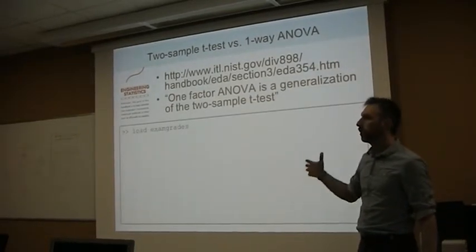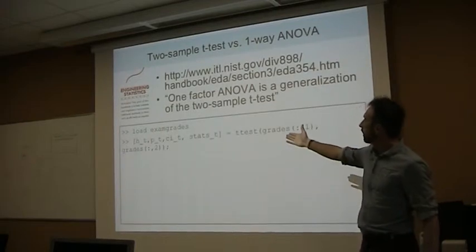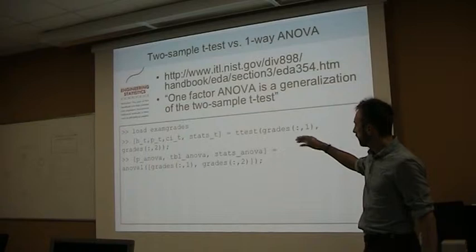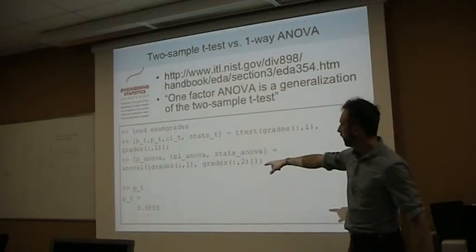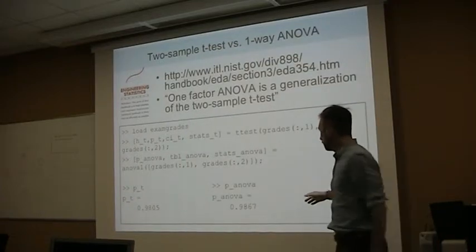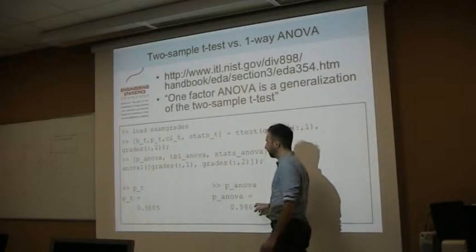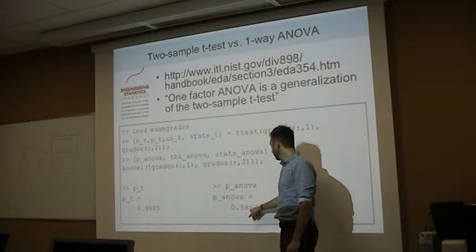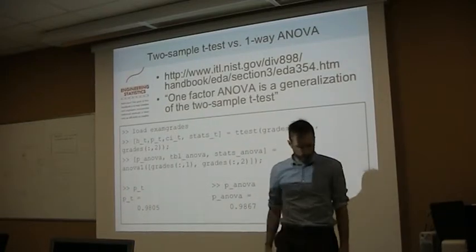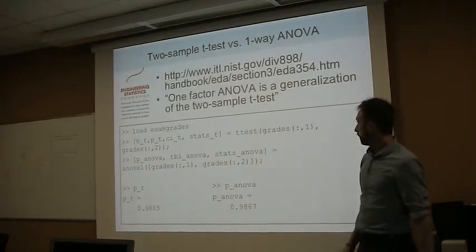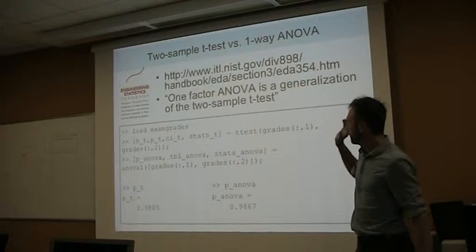And then I also said, why don't you try it out? So here, I loaded exam grades, which you should have. If you don't have it, I sent you the data. I did a t-test and an ANOVA, and I got the p-value of the t-test, 0.9805, and the p-value of the ANOVA, 0.9867. So not exactly the same. Maybe it's some rounding, but it only changes after the second number after the decimal point. So the answer is yes, it is the same.